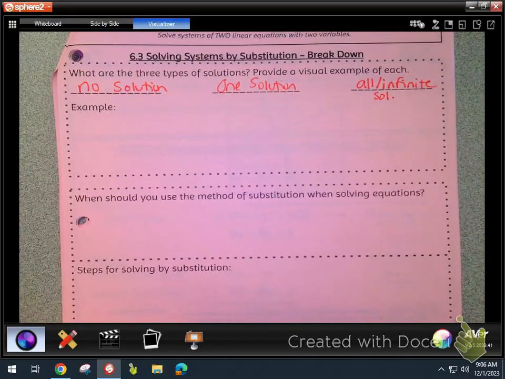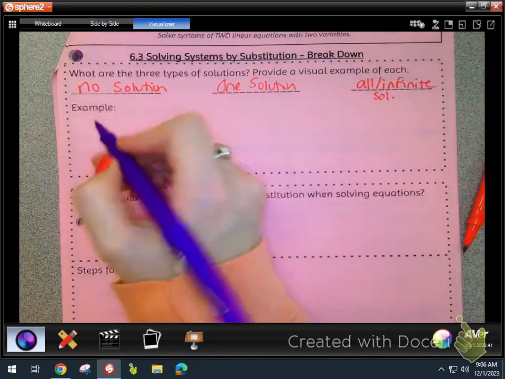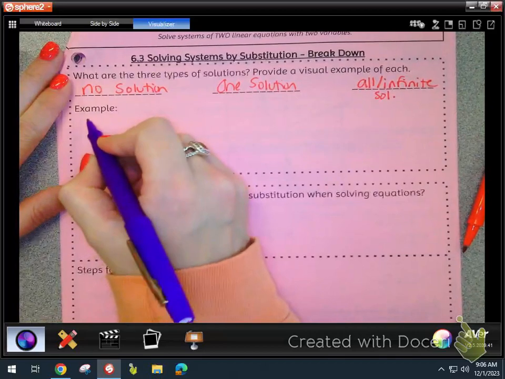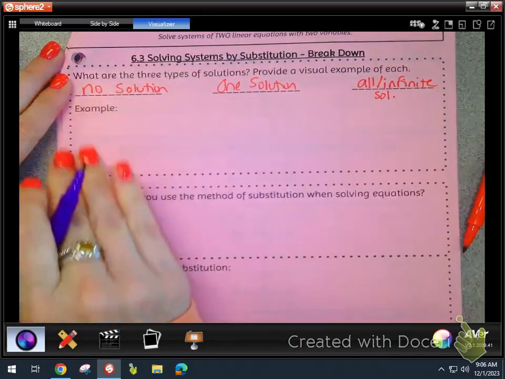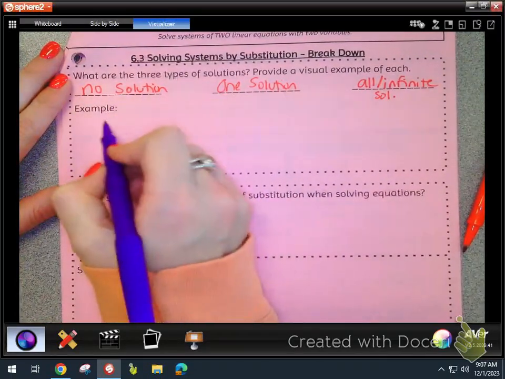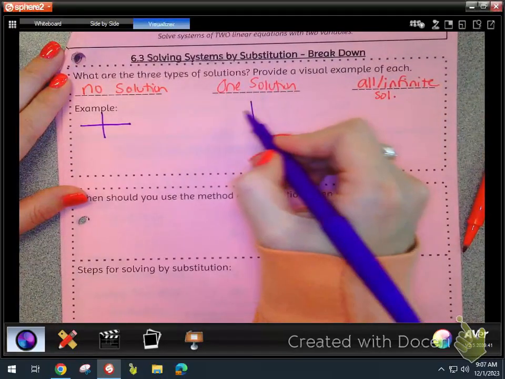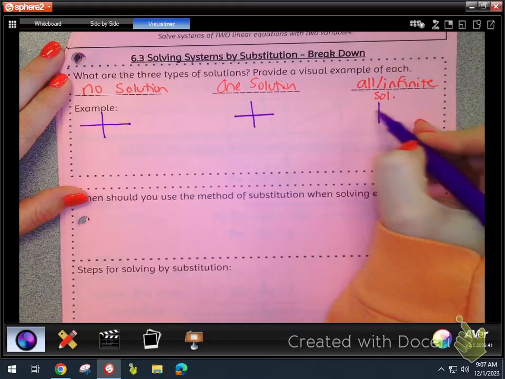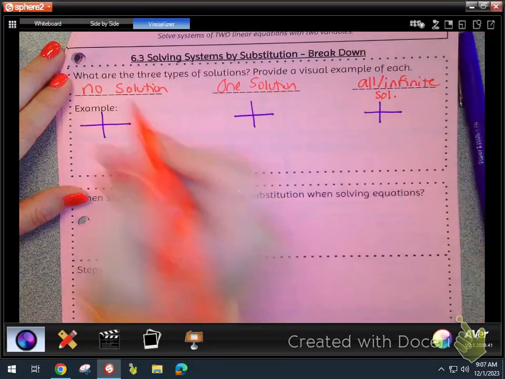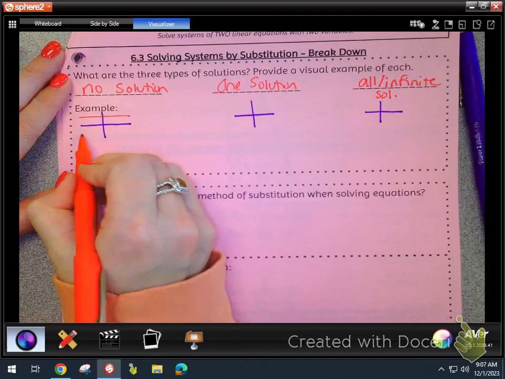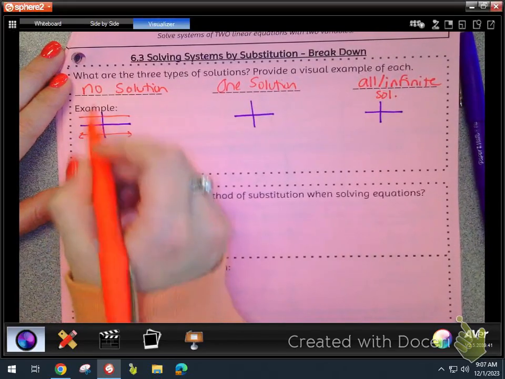So we've shown graphically, and we're going to draw kind of small because I want to write examples graphically what that looks like, and then also algebraically. So graphically, a no solution graph, what would that look like? Parallel. Two lines that never cross. I'm going to do parallel lines this way. Parallel lines have the same slope. You are correct.